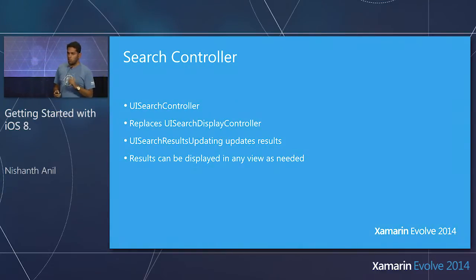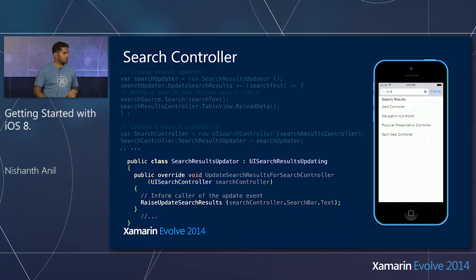So that's why the UI search display controller is deprecated. So you will start using UI search controller, and the most important thing is you will be subclassing UI search results updating, and that has a method that gets fired whenever a search happens. So as I told you before, results can be displayed in any view as you want.